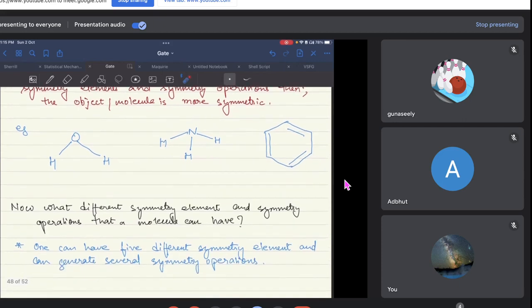Now, what different symmetry elements and symmetry operations can a molecule have? One can have 5 different symmetry elements and generate several symmetry operations from them, okay.